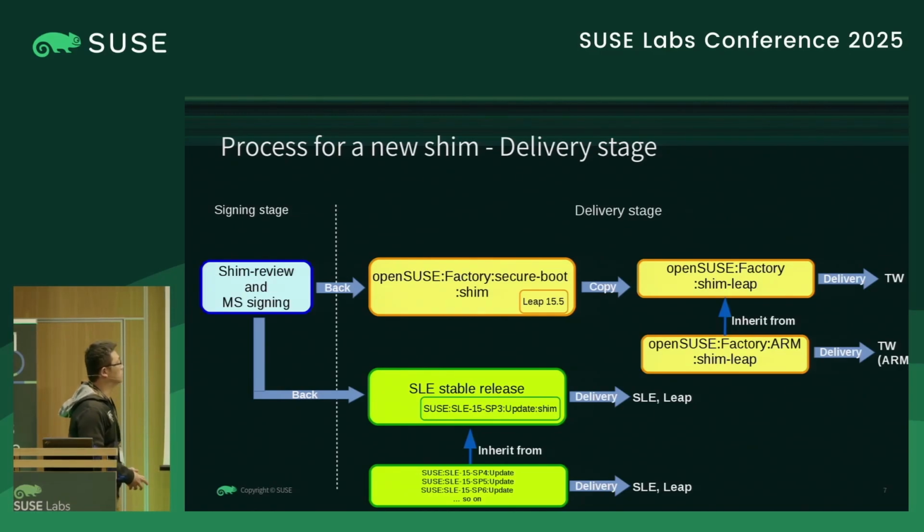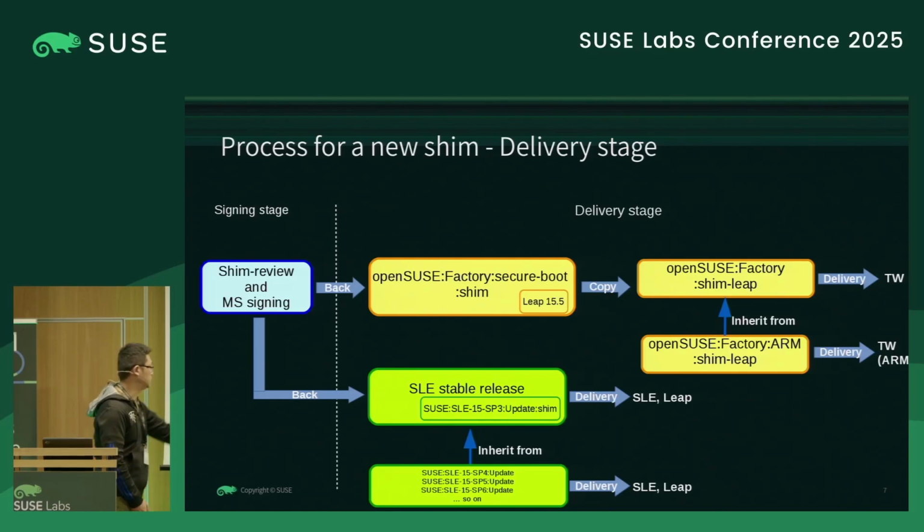Then we will extract the signature and update our Shim package. Then after the RPM is built, we will copy it to the Shim lib. So the Shim lib RPM is a real RPM for delivering the Shim binary to our end users. And the same process is also used for SLES.